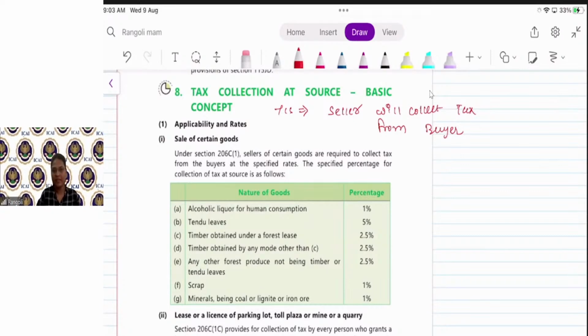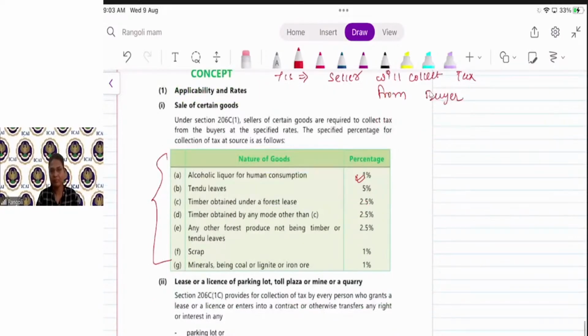So applicability and rates are given. You need to remember this table. If you are purchasing alcoholic liquor for human consumption, then at the time of purchase, the seller will collect 1% TCS from you. Same with tendu leaves, timber obtained under a forest lease, timber other than under a forest lease, any other forest produce not being timber or tendu leaves, scrap, and minerals being coal, lignite or iron ore. Say for example, if you are purchasing scrap, then the seller will collect 1% TCS from you.